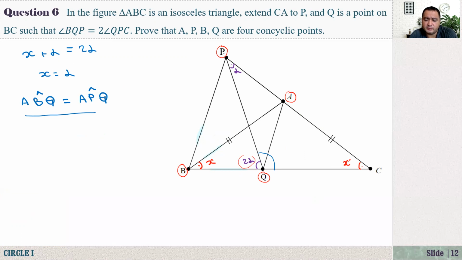because they are subtended by one side AQ. If you draw a circle that passes through the points A, P, B, Q, it will be a circle, and AQ will be a chord. The angles APQ and ABQ are subtended by the same arc, which means that they are equal. Or if they are equal, that means that they form 4 concyclic points.